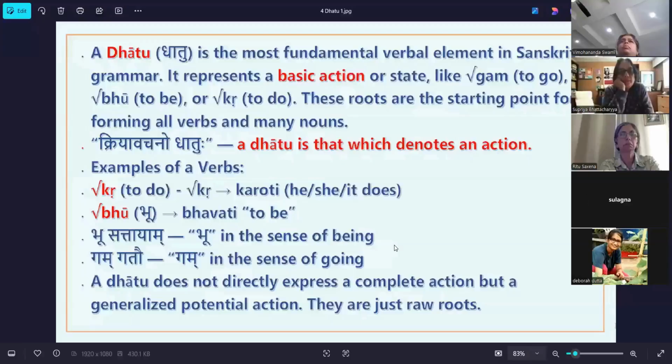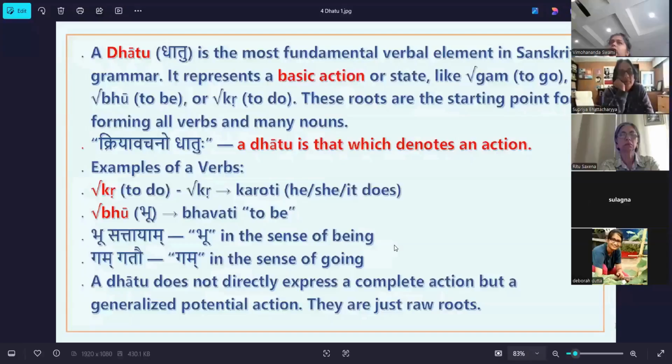Many times in the class you will see when I tell the meaning of the dhatu, I sometimes tell it in Sanskrit like this. So bhu sattayam. Now sattayam means what? Satta is the meaning here. Sattayam means we have already actually applied a vibhakti here. And this vibhakti tells us bhu in the sense of being.